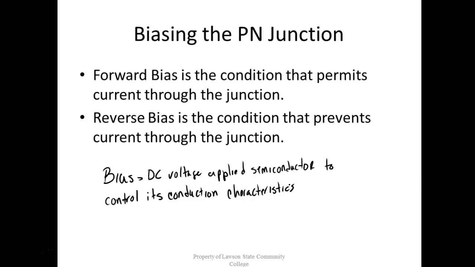So we pick up two terms. We pick up what we call forward bias. This is a voltage we're going to apply to cause current to flow through the junction. Then we're going to talk about reverse bias. This is a condition that prevents current flow through the junction. Everybody okay?